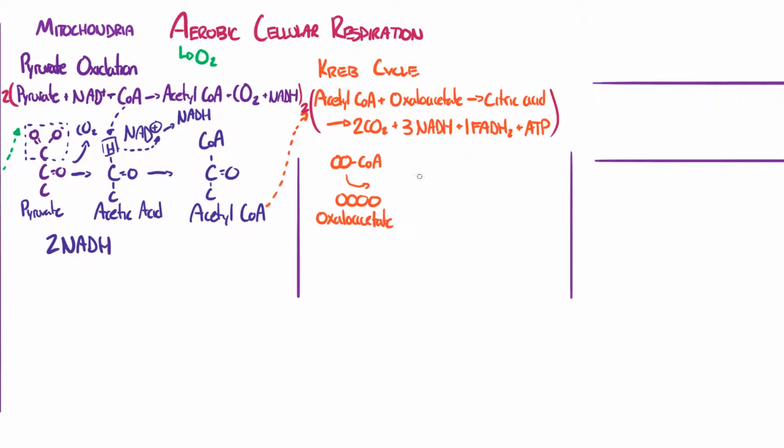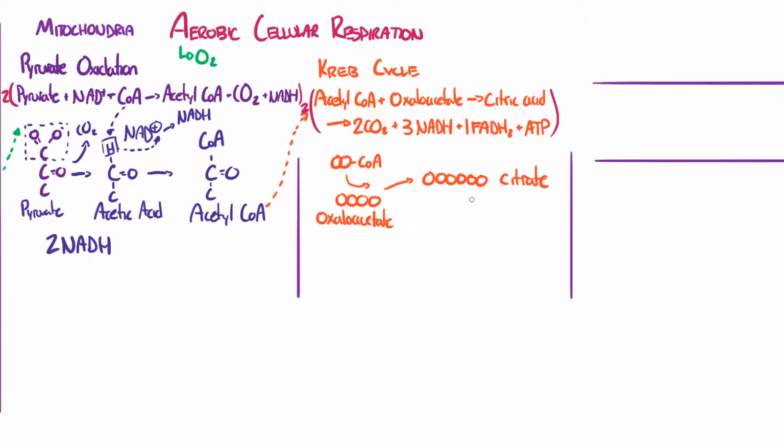It's going to bond with oxaloacetate, put 2 and 4 together, and we're going to create a 6 carbon compound. 1, 2, 3, 4, 5, 6. This is our citrate. Okay. Now we're at this stage. We need to start looking at what's going to happen.